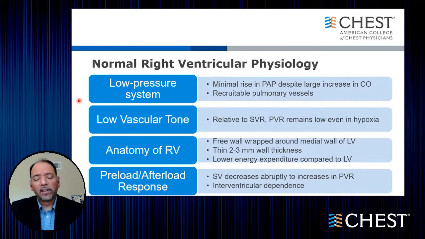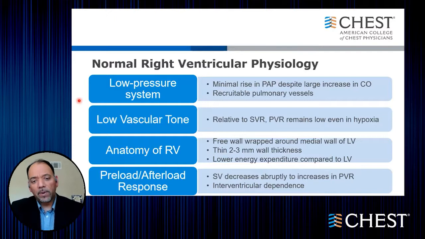And because of that, the stroke volume can decrease abruptly when there are increases in the PVR. So if the vascular tone increases and the afterload to the RV increases, stroke volume will be affected much more dramatically than the stroke volume of the left ventricle when the left ventricle is faced with a high SVR. This speaks to the lack of a muscular ventricle in the RV and the inability to augment stroke volume in the face of increased afterload acutely.